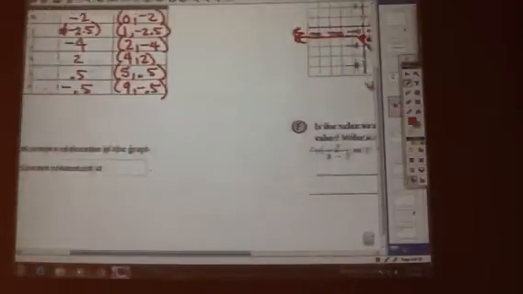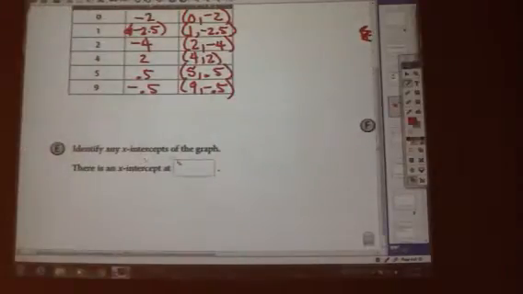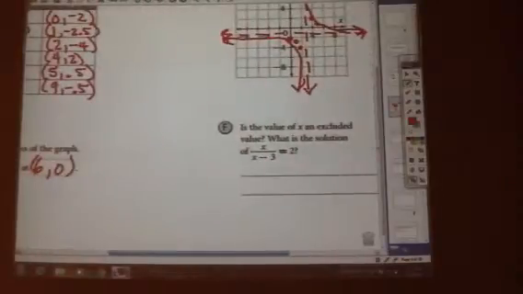Okay, part E. It says identify any x-intercepts of the graph. Now, for it to be an x-intercept, y must be 0. So I can look at my table and see when y is 0. 6, 0. That means that my graph should have gone through 6, 0. There's 2, 4, 6, 0 right there, which it did.